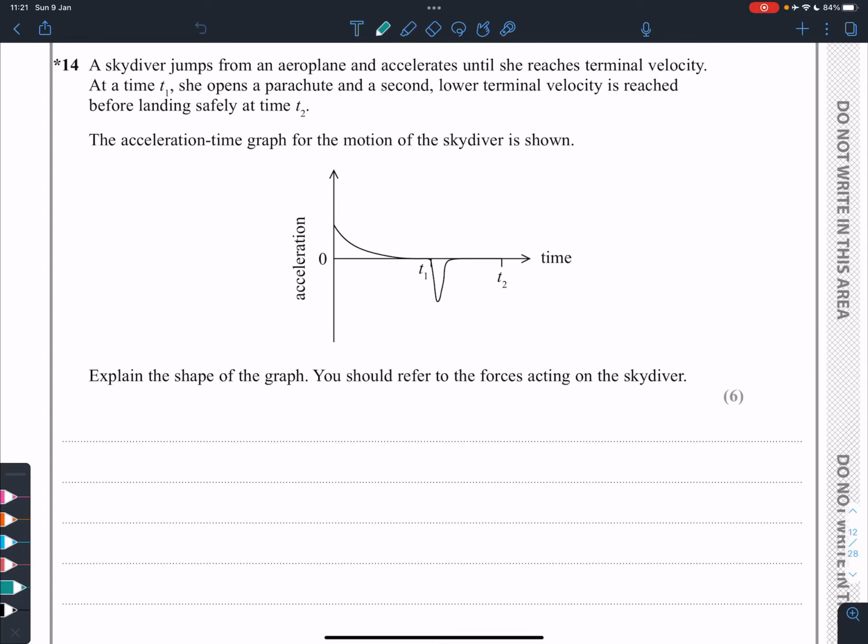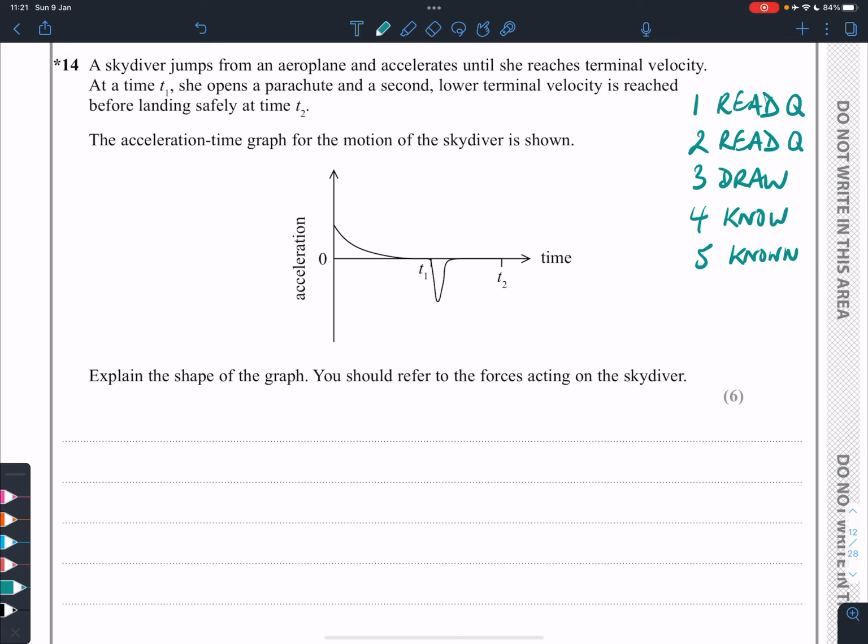Okay, so I'm going to have a go at doing this the way I would like you to approach the question in the exam. So the first thing you do, step 1, is you read the question. Step 2, you read the question again. Step 3, you draw it out. Step 4, you write down everything you know. And then step 5, we start going from what we know to the unknown. Okay? So this is what I'd like to do.